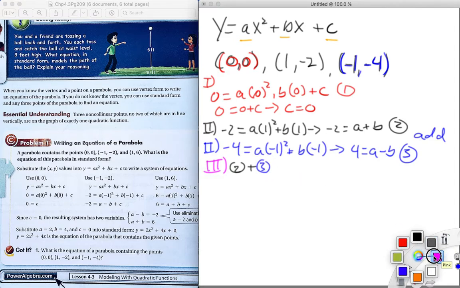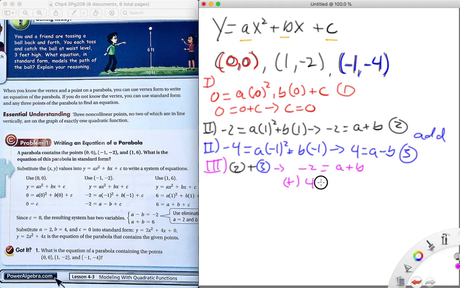And that's going to be negative 2 equals a plus b. We're adding, and I'll put this in parentheses, 4 equals a minus b. And the reason why I'm adding is because since these two are opposite signs, I can eliminate them, and I can just have one variable.